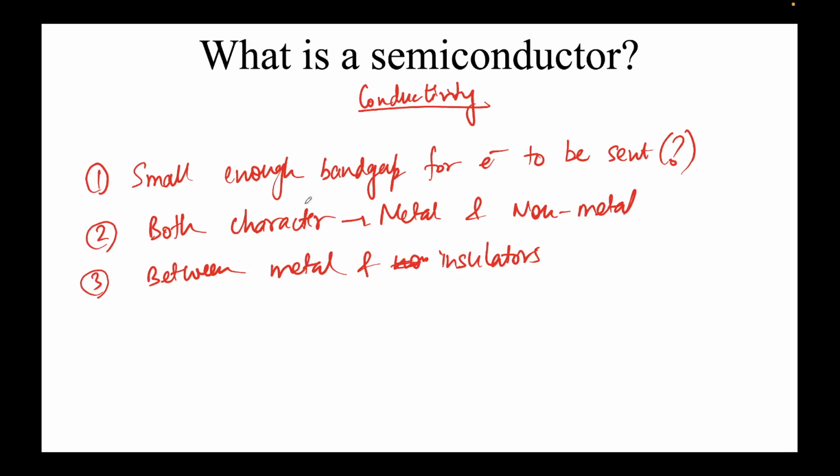One person said they have both the characters of metal and non-metal, and another person said it's between metals and non-metals or insulators. So which one of them is more correct? You have to answer again, not me. Second one? Okay, he's saying the second one is correct. No, sir, the third point? Okay, so let me cross this. And this is correct. So when you say between metal and insulators, which property are we talking about?